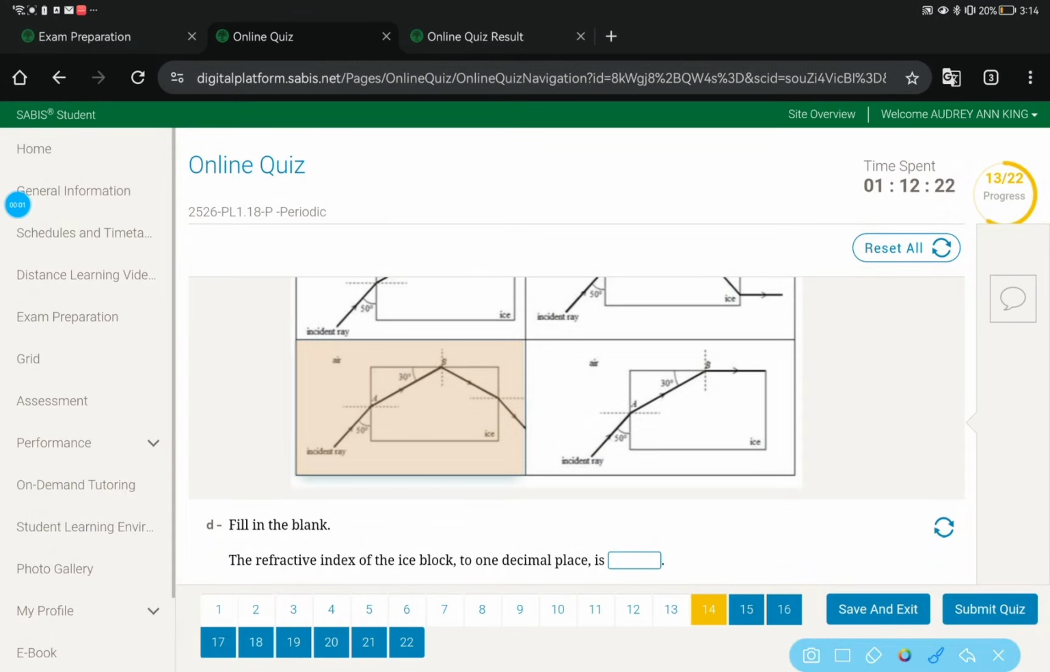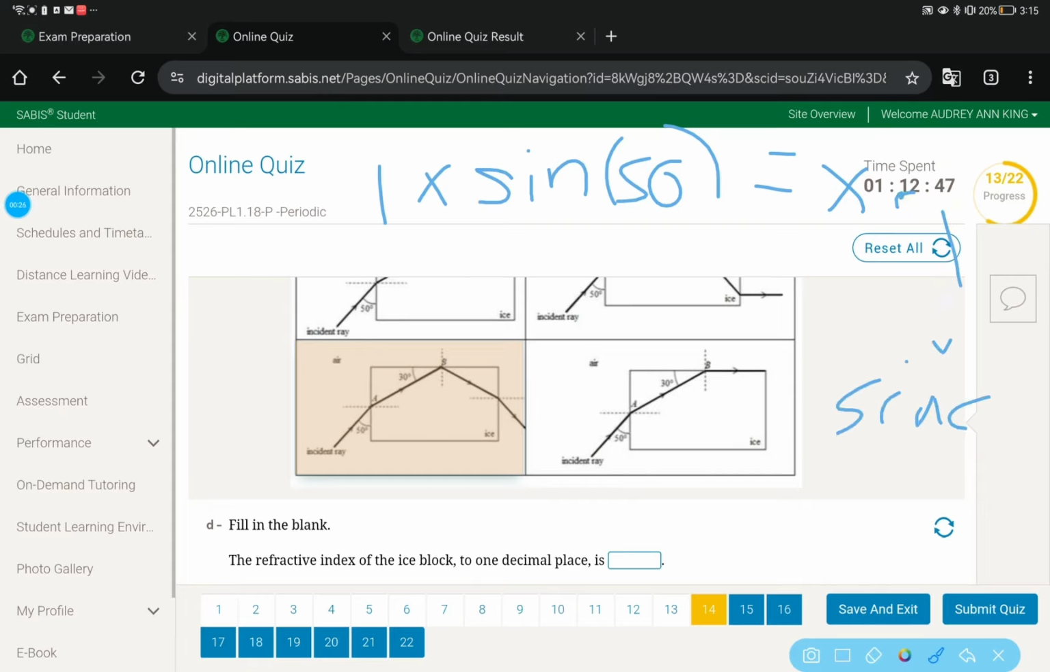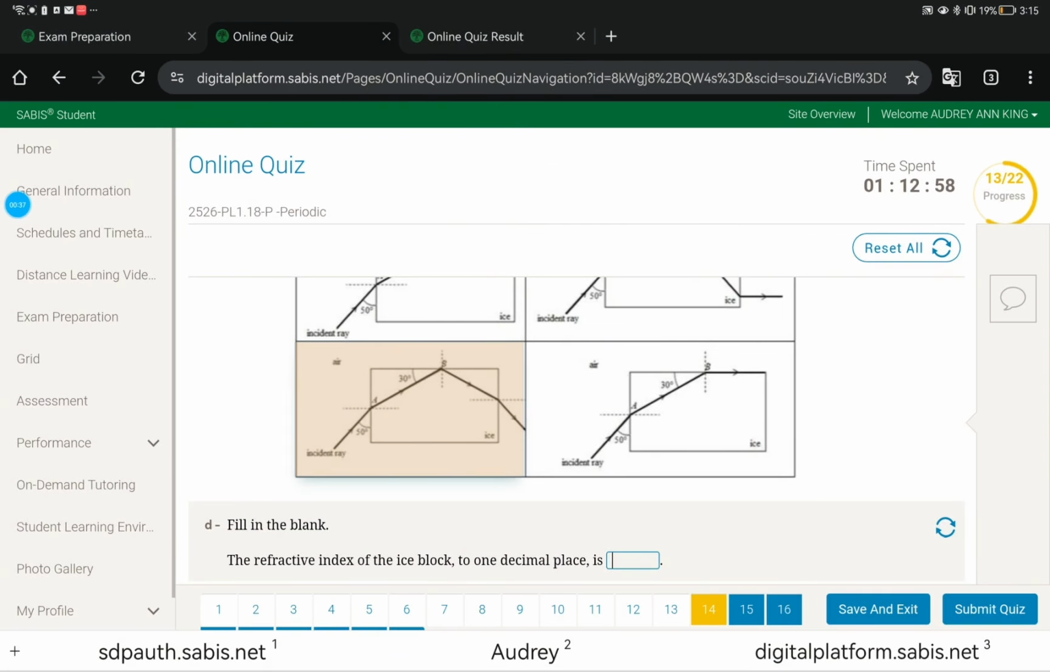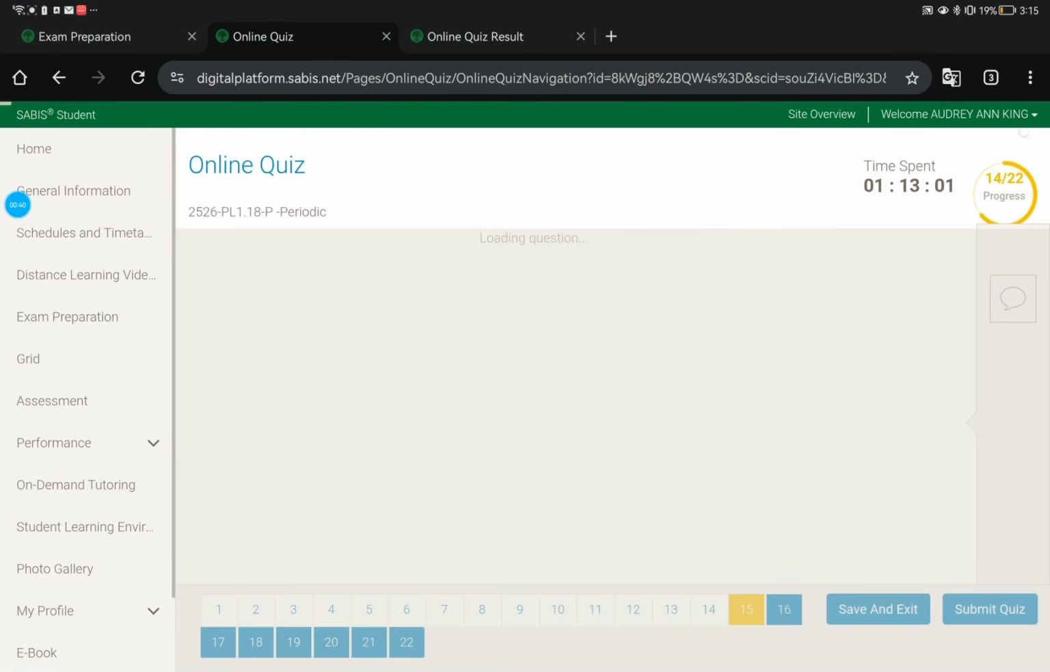Okay, so for part D, what you have to do is, we know that the refractive index of air is 1 times, and then you're going to do sine 50, because we're using Snell's law here, equals x, which we don't know, times sine 30. My bad. So there's a mistake in this question because you end up doing sine 50 over sine 30. You should get 1.5, but they give the answer here as 1.3, but that's a mistake.